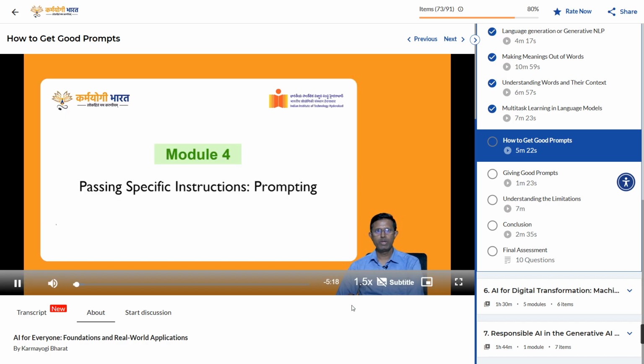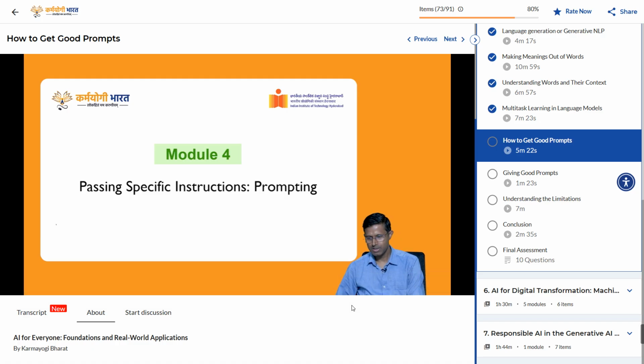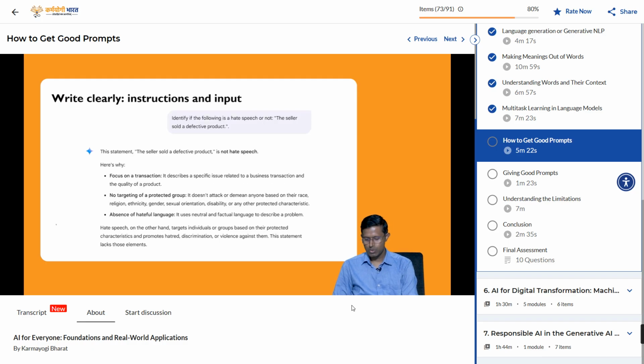Now, how do we use them? We can use them by passing specific instructions, or prompting. This can also be called the inferencing part. The model is already trained, and then we pass it instructions to get the answers. So here is one example. We saw many such examples at the beginning when we talked about different use cases. Here there are some more examples.